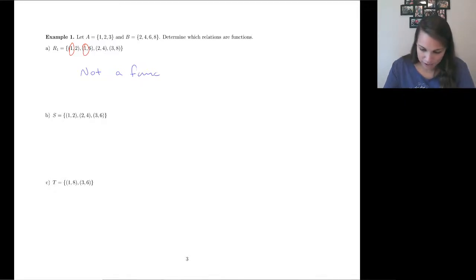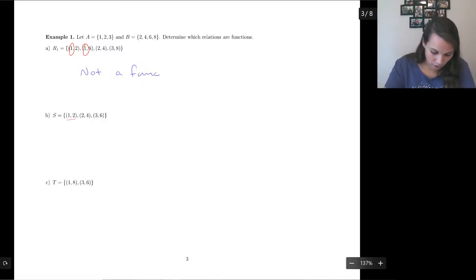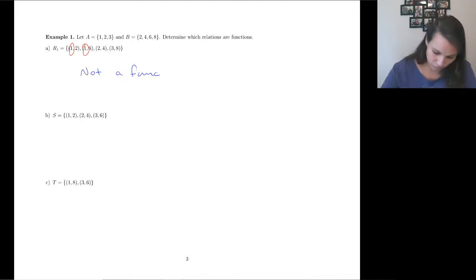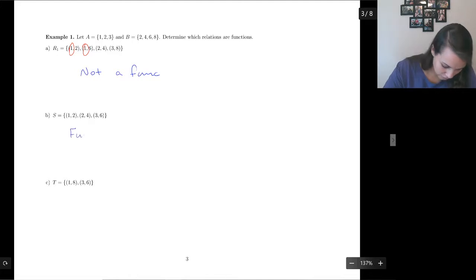And then the next relation, we have 1 goes to 2, we have 2 goes to 4, we have 3 goes to 6. We did not use everything in B. That is okay. We used everything in A, and that's what we really, really need to look for. And 1, 2, and 3 only get mapped one place each. So this is a function.